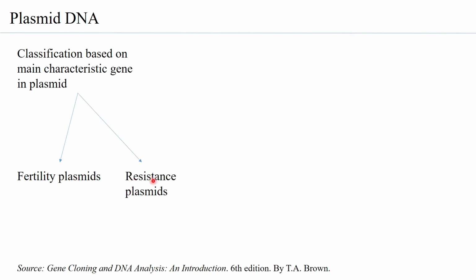Then you have what are called resistance plasmids. We've already seen an example earlier. Resistance plasmids are those plasmids that have genes that confer resistance to either one antibiotic or more than one antibiotic. So, for example, you have RP4 present in Pseudomonas. RP4 is a resistance plasmid and it confers resistance to kanamycin, for example.